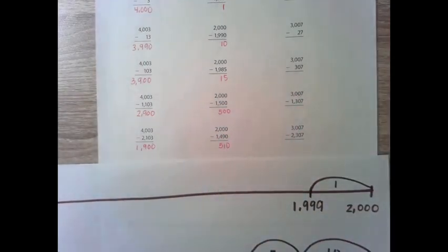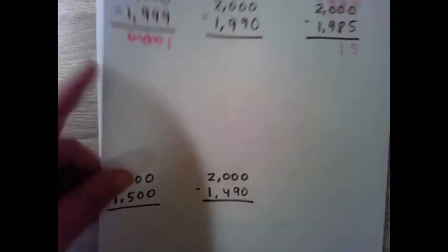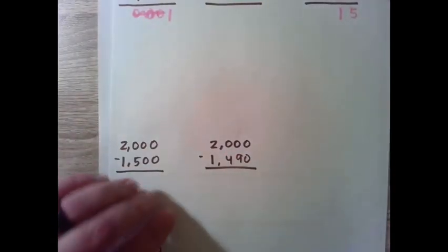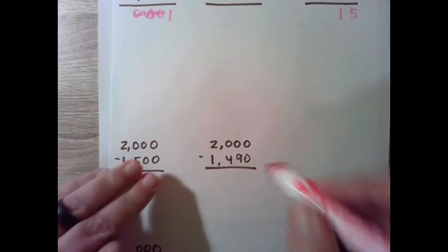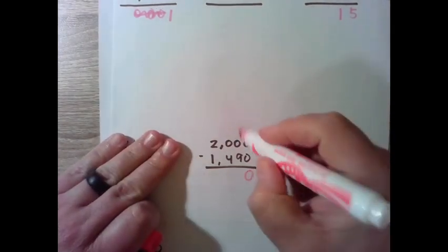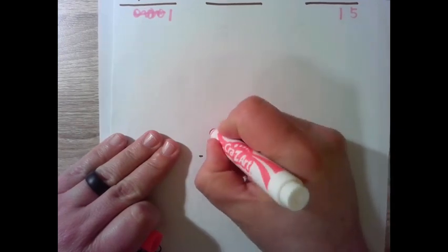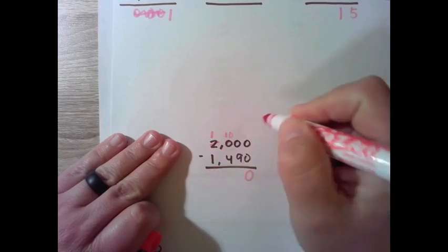So now again, I'll show you the traditional algorithm for this problem. So that one's down here. So 2,000 take away 1,490. 0 take away 0 is 0. 0 take away 9 again, we can't do that, so we've got to go all the way to our thousands. So we have 1,000 10 hundredths.